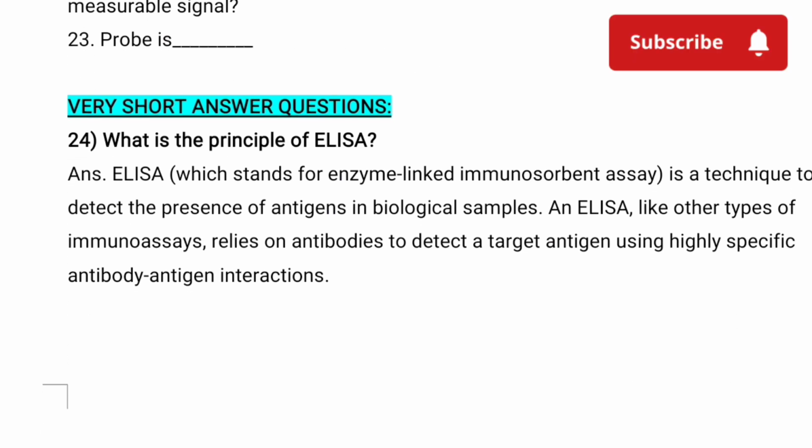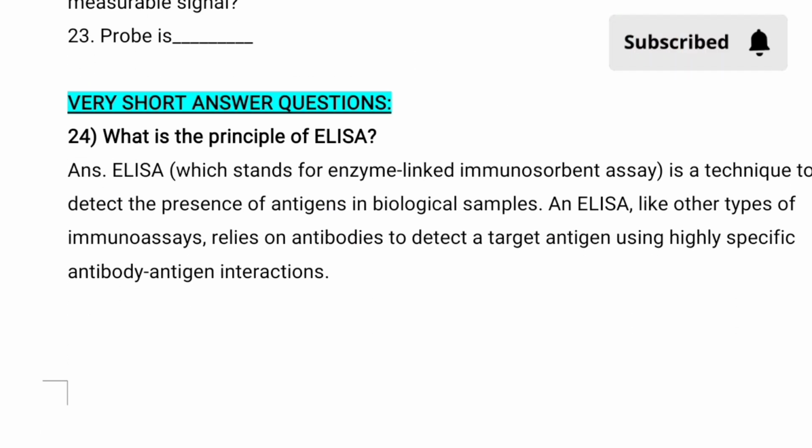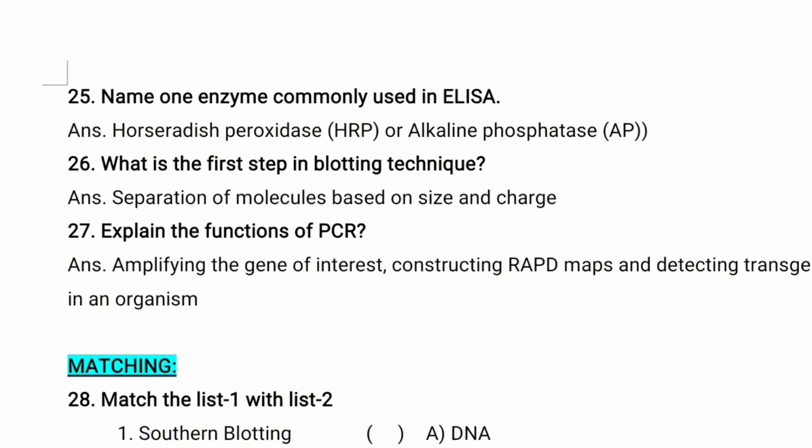The next category of questions belongs to very short answer type questions. What is the principle of ELISA? So ELISA, enzyme linked immunosorbent assay, is a technique to detect the presence of antigens in biological samples. And ELISA, like other types of immunoassays, relies on antibodies to detect a target antigen using highly specific antigen antibody interactions. Okay, so let's see the next question.